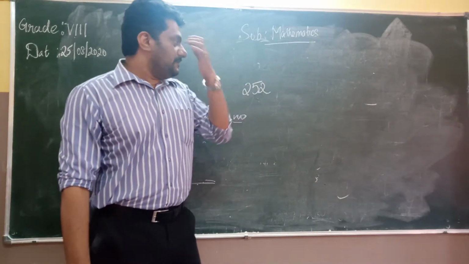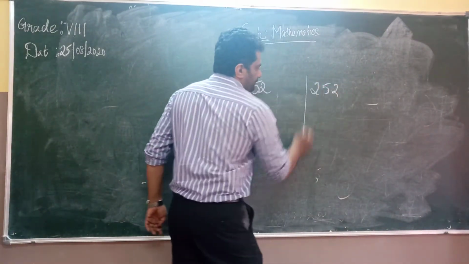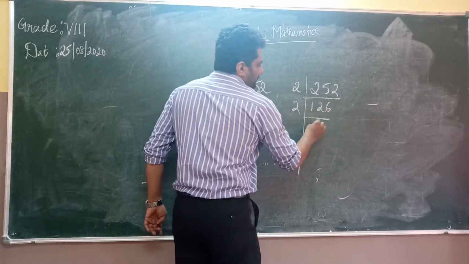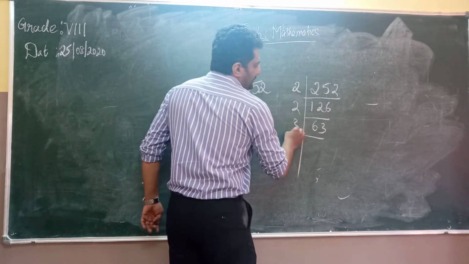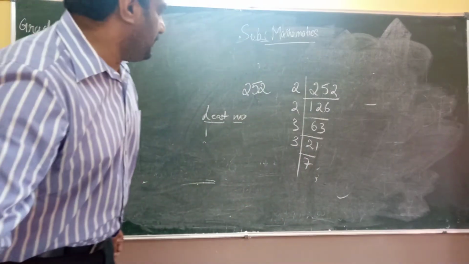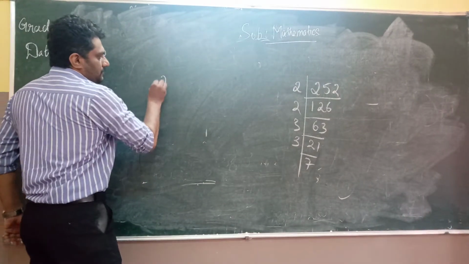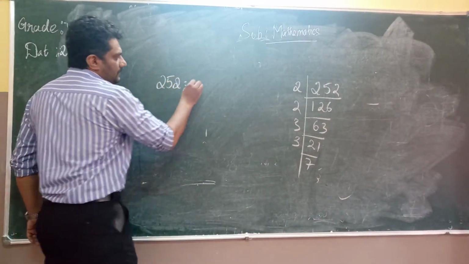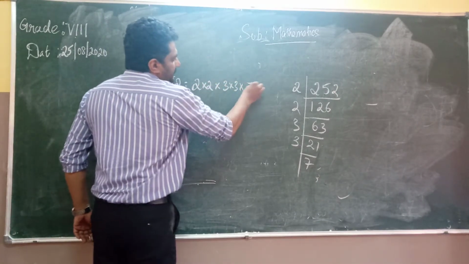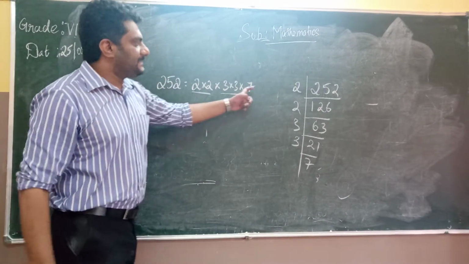What we can do here is, let's do a prime factorization method. 252: 2 times 126, 2 times 63, 3 times 21, 3 times 7, and 7. Now here, if you write this number 252, it's nothing but 2 into 2 into 3 into 3 into 7. Now this pair of 2s has a group, this pair of 3s has a group, but 7 does not have a group.